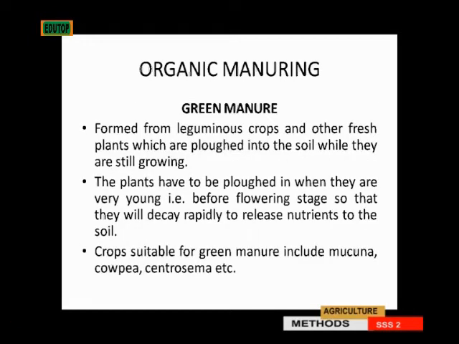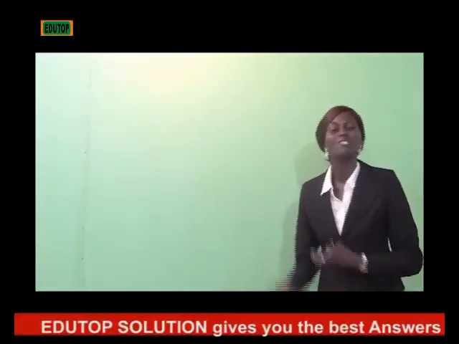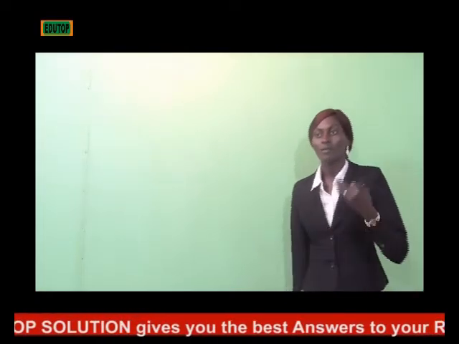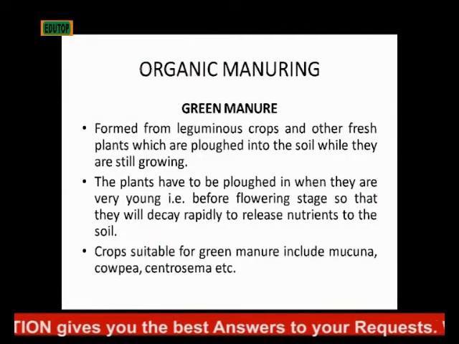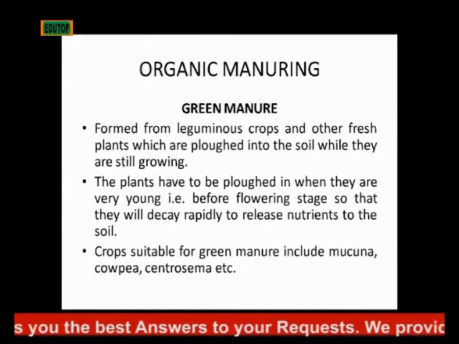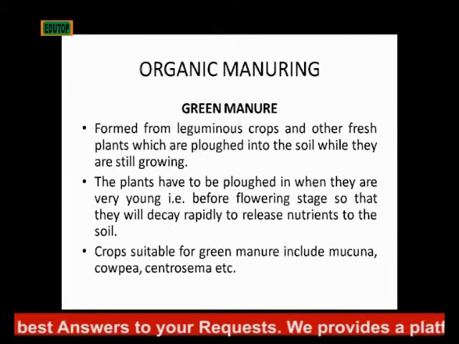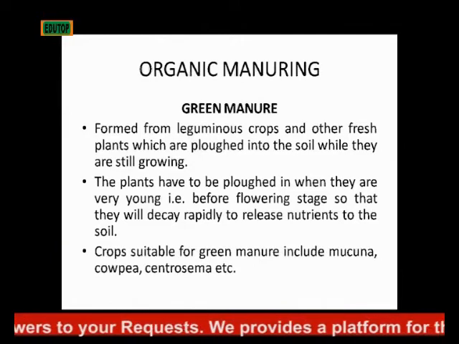The green manure is formed from leguminous crops and other fresh plants which are plowed into the soil while they are still growing. Leguminous plants, when they are young, plow them into your soil. So they are still succulent. You mix them, turn them over into your soil, so they decay in the soil. The plants have to be plowed in when they are very young, before their flowering stage, so that they will decay rapidly to release nutrients in the soil.